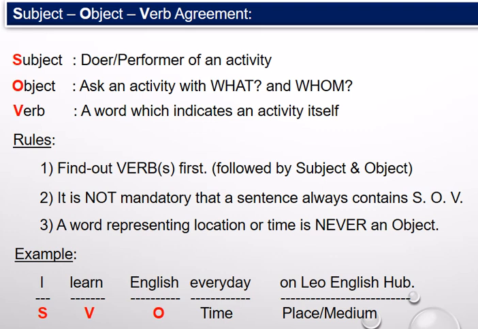So these are the things that you can learn about subject object verb agreement. And according to the formulas, the hierarchy of subject object verb in different tenses, we need to find out different subject, object and verb according to the definitions and their rules. So I hope, guys, this will be really very helpful for you.